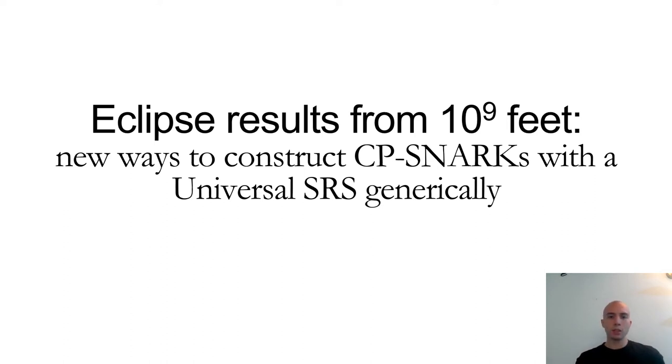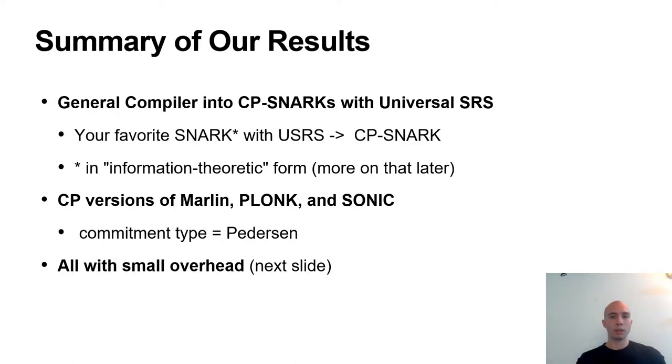So in ECLIPSE, we provide new ways to construct efficient zkSNARKs with the universal SRS. And our results are as generic as possible. We'll see a little bit more about them, in particular breaking them down. We have a general compiler into zkSNARKs with universal SRS of linear size. So take your favorite SNARK with USRS, and you can compile it into a zkSNARK.